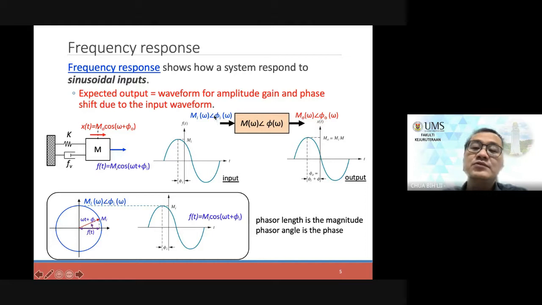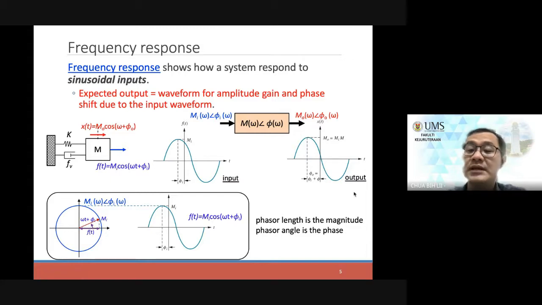Therefore, this input will give a kind of action to our spring mass system, and the system will produce an output, given as M O, the phasor output, with phase phi O, which equals the original input phase plus a difference in terms of phi.